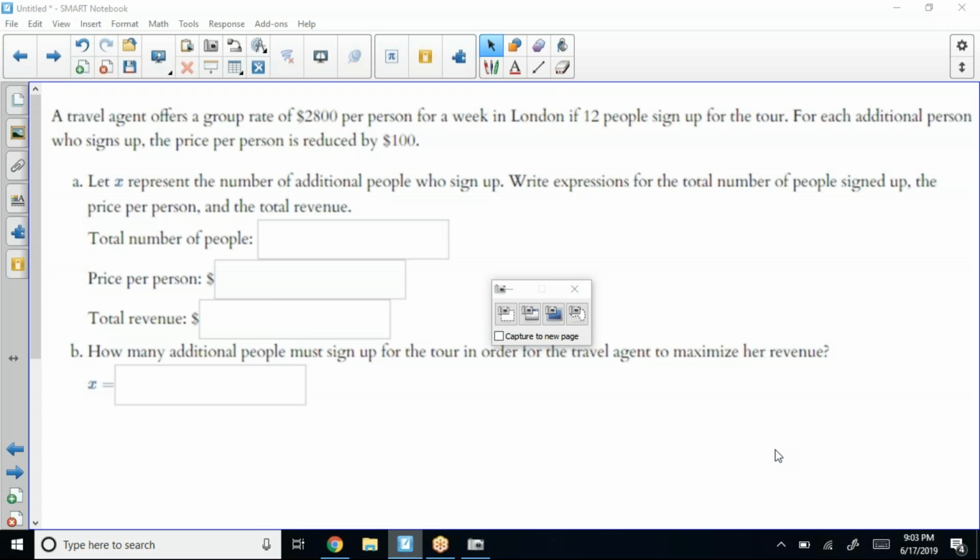So this is 6-4, problem number one. Travel agent offers a group rate of $2,800 per person for a week in London.